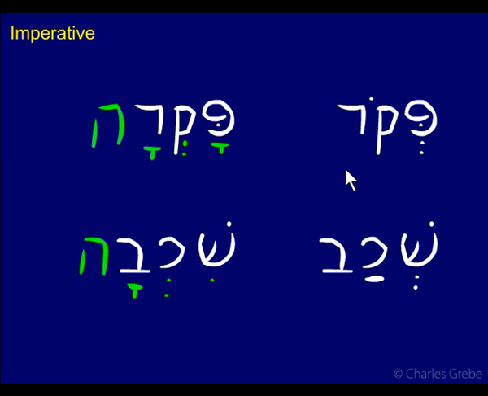So we went from pekod to pokda. Looks quite different, really. It's quite a lot of changes, because we add this, we get all these other changes. Shechav becomes shechva. Depends how much memorizing you want to do, I suppose, but don't worry too much about what this vowel is. Just know that the long form of the imperative has the a ending, and that it sounds a bit different. I think that'll be sufficient for now.